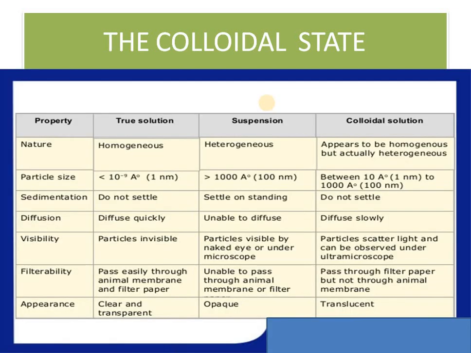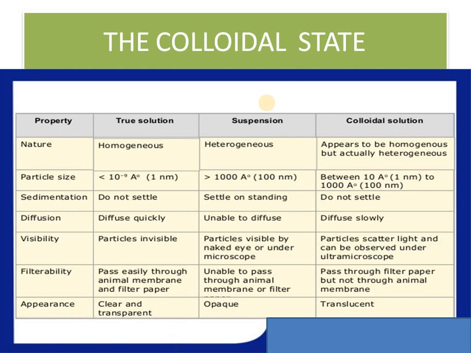Now, what are the properties, parameters and characteristics which differentiate these three solutions: true solution, suspension and colloidal? Our chapter, colloidal chemistry or surface chemistry, is based on colloidal solution. True solution and suspension we are discussing here only for comparison. Nature: as we discussed, a salt and water solution is totally homogeneous, so a true solution is homogeneous. Particle size is less than 1 nanometer.